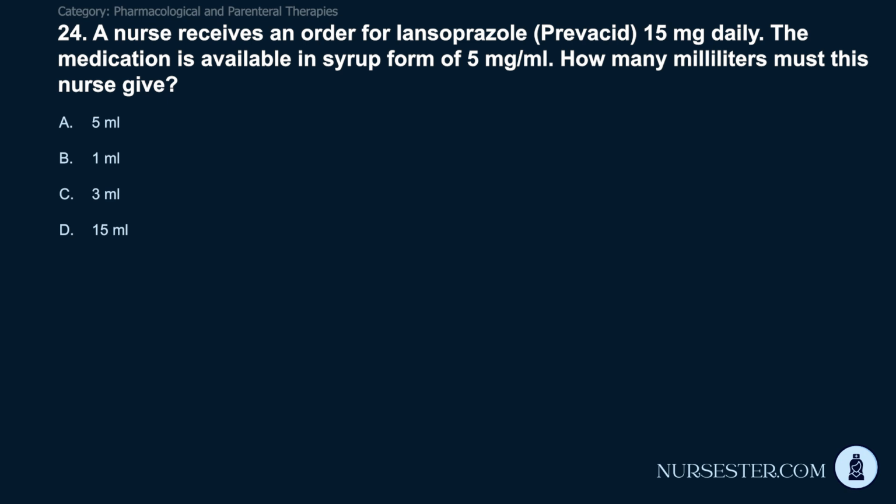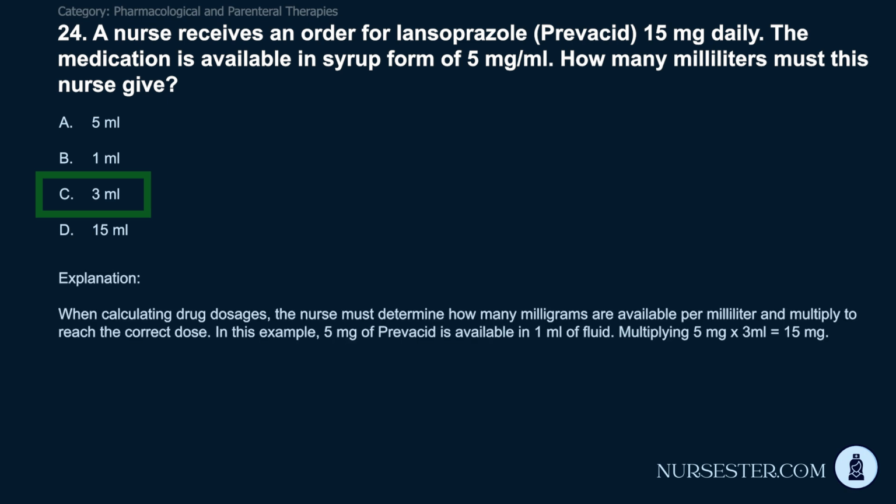24. A nurse receives an order for lansoprazole, Prevacid, 15 mg daily. The medication is available in syrup form of 5 mg per milliliter. How many milliliters must this nurse give? A. 5 milliliters, B. 1 milliliter, C. 3 milliliters, D. 15 milliliters. Correct answer, C. 3 milliliters.